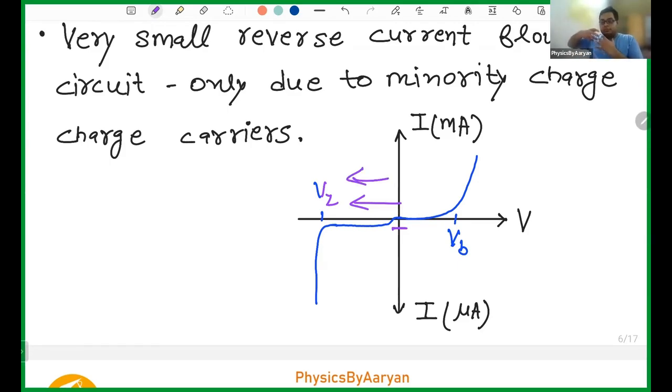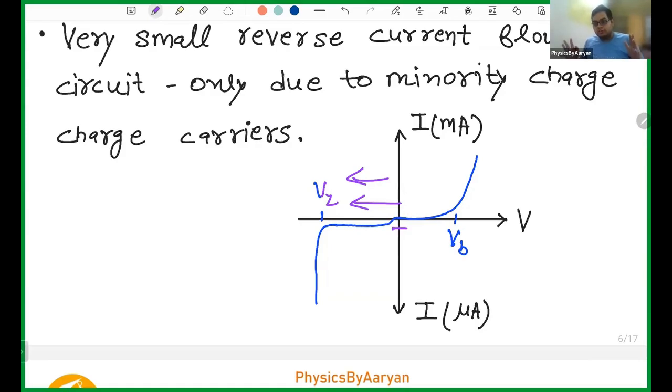Inside my atoms, electrons will start experiencing force, and ultimately what will happen? These atoms will break, so electrons will come out. And you know what happens when bonds break? We get a lot of minority charge. You know that. We studied in the last lecture that whenever the bond breaks, we get a lot of minority charge carriers. And suddenly at this voltage, a huge amount of minority charge carriers are produced.